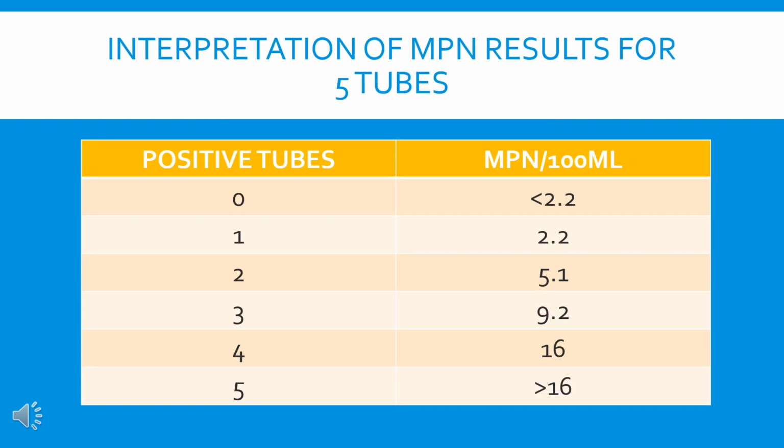For the interpretation of your MPN results for 5 tubes, so if you have 2 positive tubes, your MPN per 100 ml of your sample would be 5.1. While if you have 4 positive tubes, your MPN per 100 ml would be 16.0.